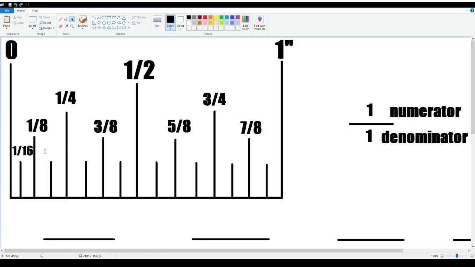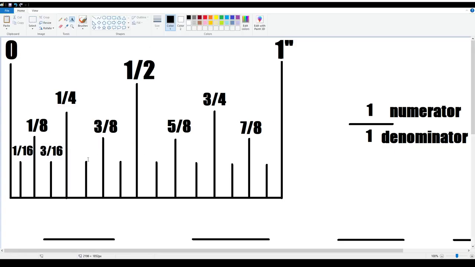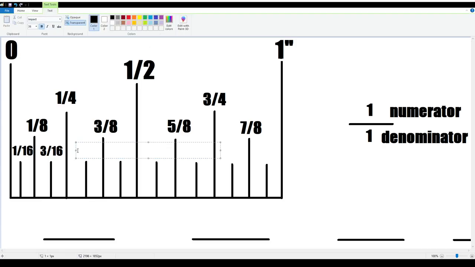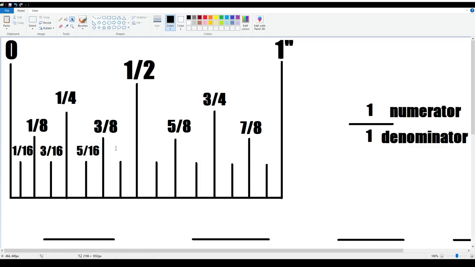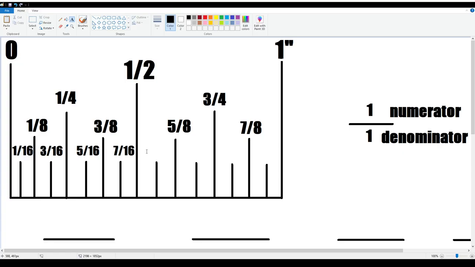Seeing that pattern, we have 1/16, so then our next 16th hash mark is going to be 3/16. Yeah, all right, see that? And we'll get another one over here. Odd number first, 5/16. And I think you guys are probably picking this up pretty quick. 7/16.